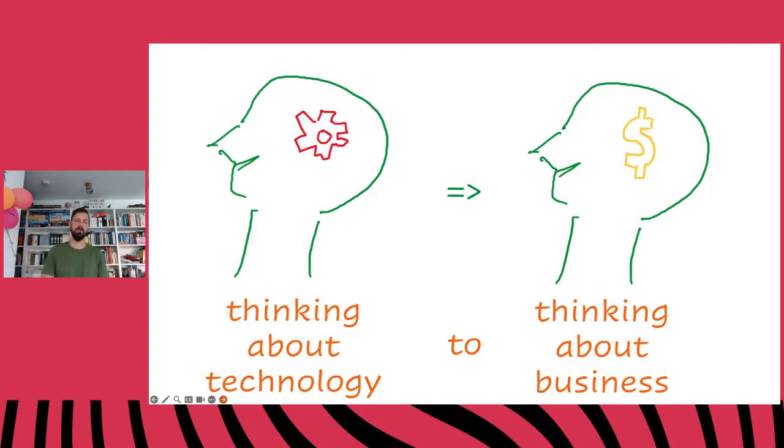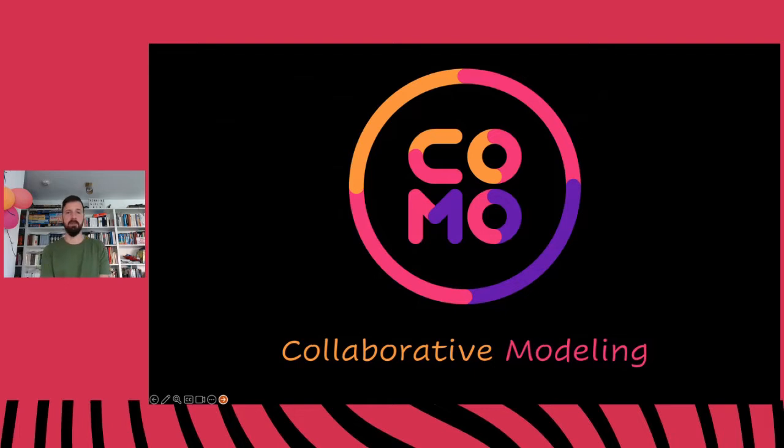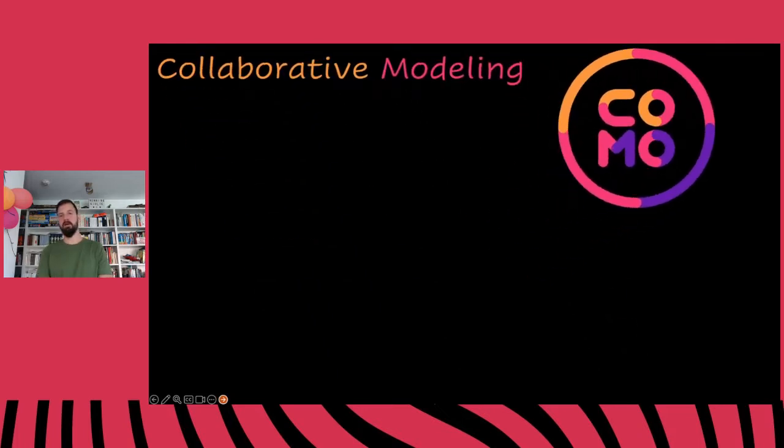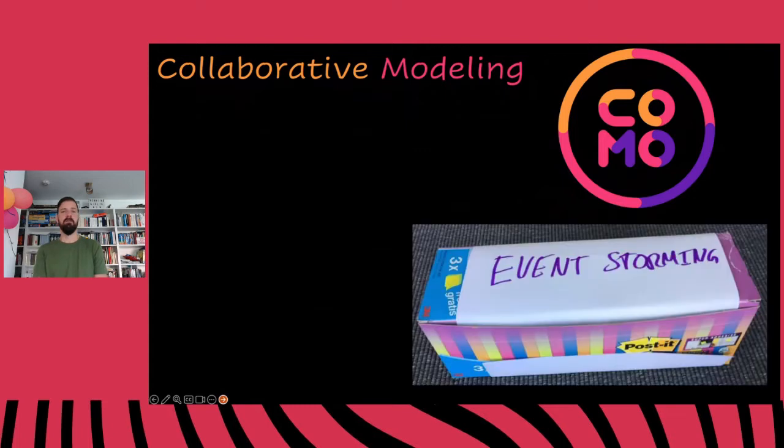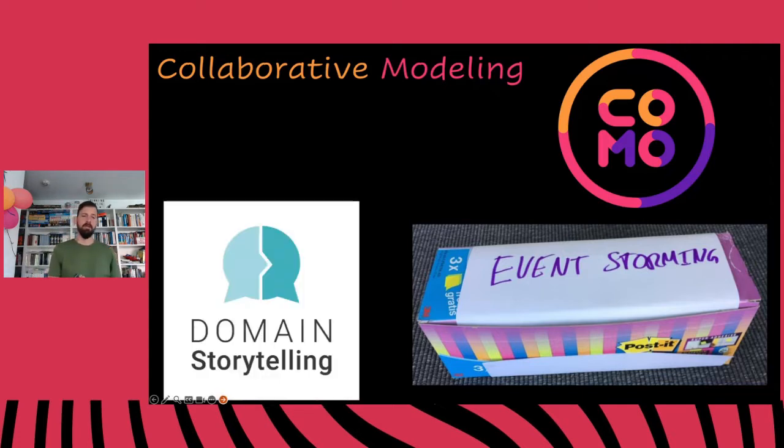And how can we do that? How can we understand the domain, rediscover the domain? That's where collaborative modeling comes into play. Collaborative modeling is a family of methods, and those methods are lightweight. One famous example is event storming, that's done with sticky notes, or another collaborative modeling method is domain storytelling, that's with stick figures and arrows. So lightweight, because we want to have tools that can be easily understood by our users.